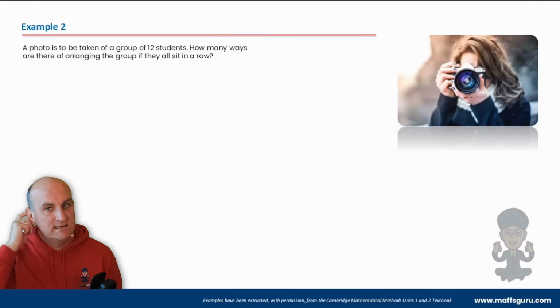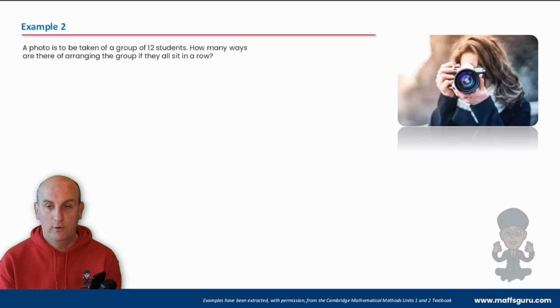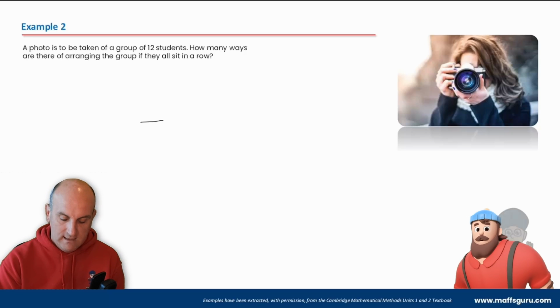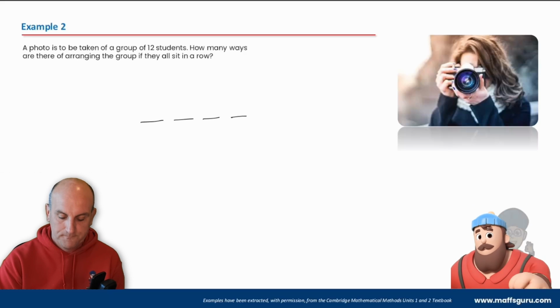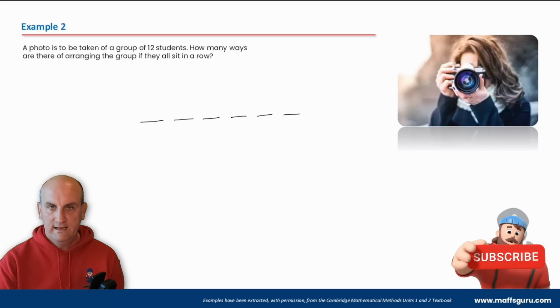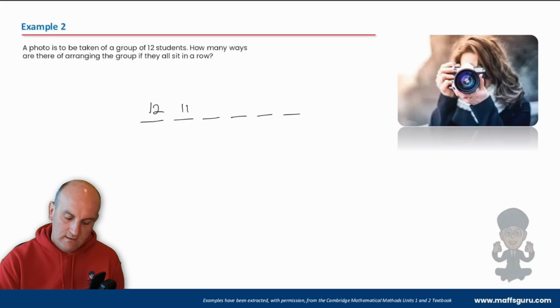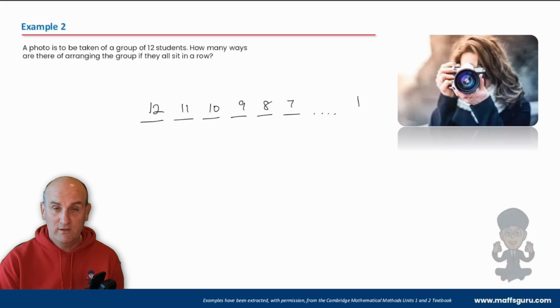A photo is being taken of a group of 12 students. In how many ways are there of arranging the group so they all sit in a row? What's important here is the idea that they're sitting in a row. Let's get going. We've got 12 people for the first place, then 11, then 10, 9, 8, 7, all the way down to 1. So I've now got to work out what 12 times 11 times 10 times 9 times 8 times 7 times 6 times 5 times 4 times 3 times 2 times 1 is.